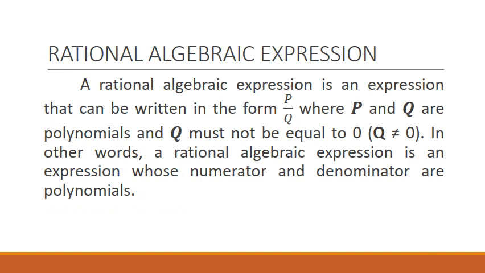Let us define rational algebraic expression. A rational algebraic expression is an expression that can be written in the form of the ratio between P and Q, where P and Q are polynomials, and Q must not be equal to 0. In other words, a rational algebraic expression is an expression whose numerator and denominator are polynomials.